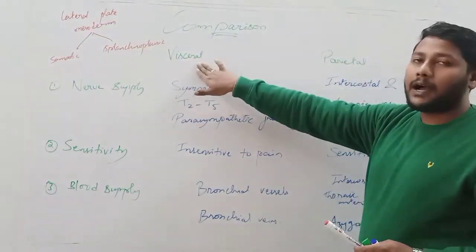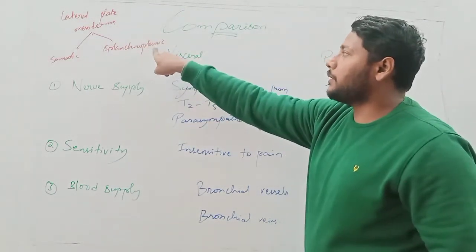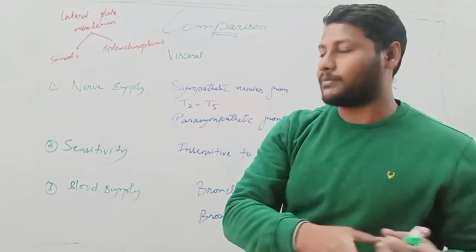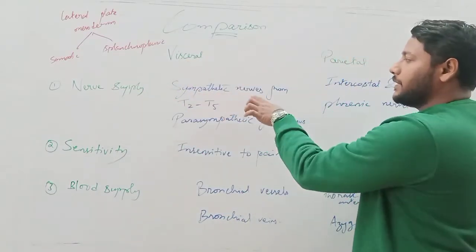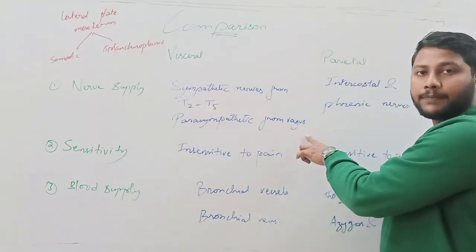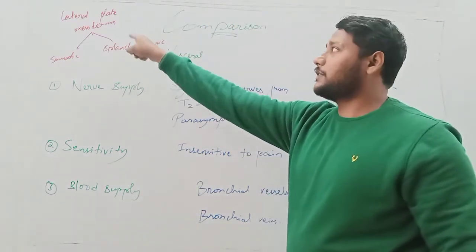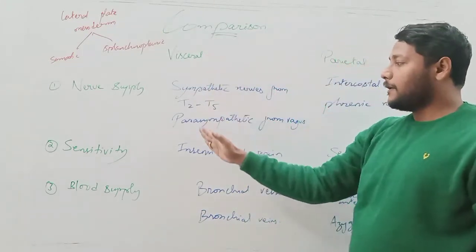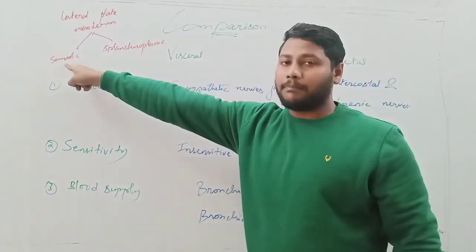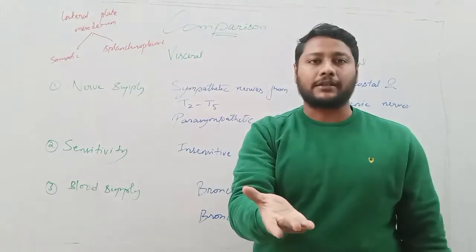Now the visceral pleura is derived from the splanchnopleuric part of the lateral plate mesoderm. Since the splanchnopleuric part is supplied by the autonomic nervous system, which means the sympathetic and the parasympathetic, the nerve supply for visceral pleura is sympathetic nerves derived from T2 to T5 ganglia, and the parasympathetic is supplied from vagus. Understand this point. Visceral pleura is derived from the splanchnopleuric part of the lateral plate mesoderm. Hence, it is supplied by the autonomic nervous system. On the other hand, the parietal pleura is derived from the somatic part of the lateral plate mesoderm. This somatic part, as the name itself suggests, is supplied by somatic nerves.